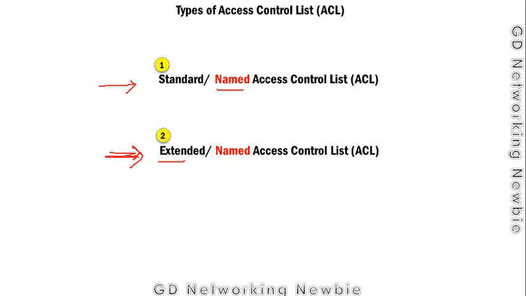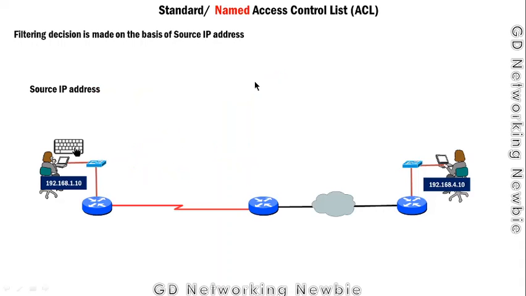We'll be looking at that in the next slide. So if we discuss this on a standard or named access control list, what happens in this standard access control list is that the filtering decision is made on the basis of the source IP address.